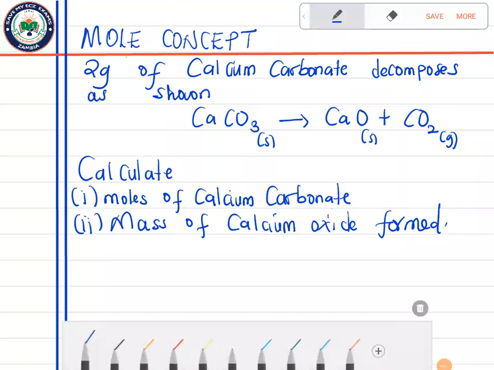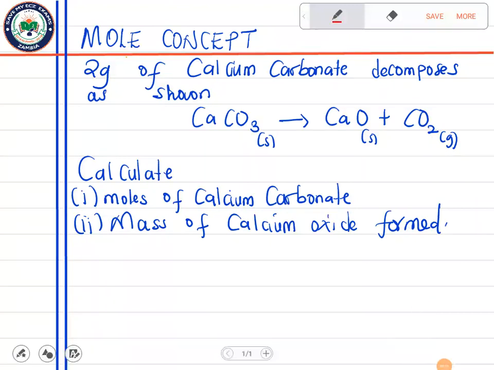So to do this, let's go. First of all, for us to find the number of moles of calcium carbonate, we need to know the relative molecular mass of what? Calcium carbonate. So let us first find the relative molecular mass of calcium carbonate. And how do we do that? We do this.